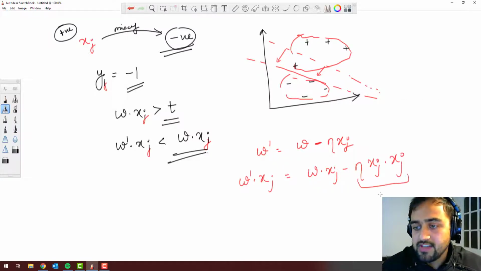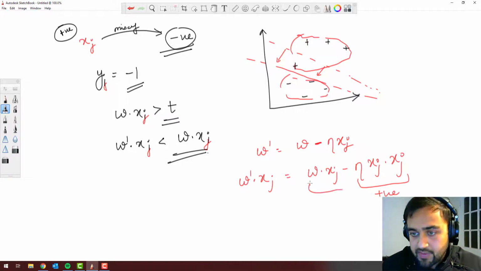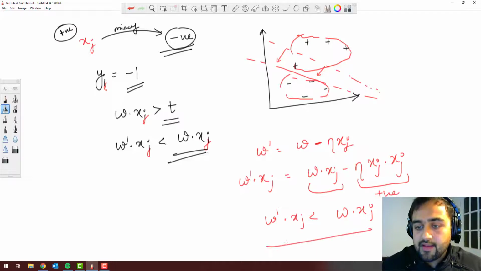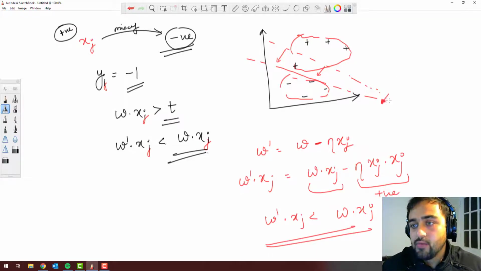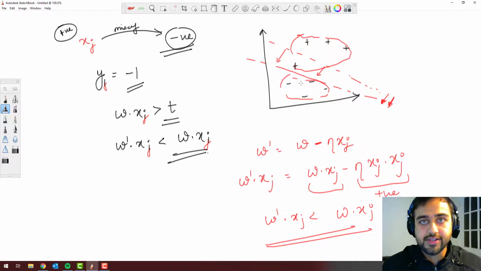As you know, this is always positive, and we are subtracting a positive value from a whole value. That would mean w dash dot xj is less than wxj. That is what was required. That means we were able to push our decision boundary downwards in the direction of that positive sample or below it in order to get the correct classification.